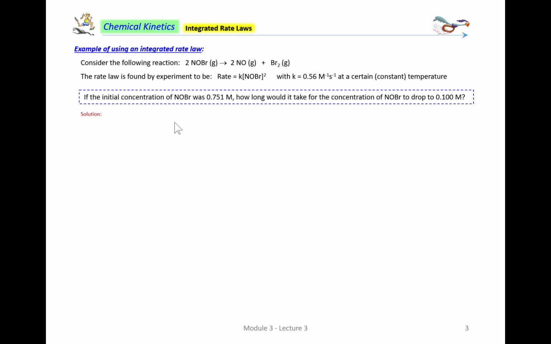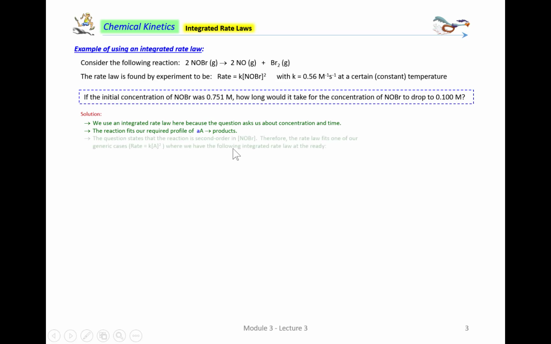Well, first of all, we can use an integrated rate law because the question asks us about concentration and time. The reaction fits our required profile of a reactant going to products. We have a reactant here going to a set of products. The question states that the reaction is second order in the reactant. Therefore, the rate law fits one of our generic cases, rate equals k[A] squared, where we have the following integrated rate law at the ready.